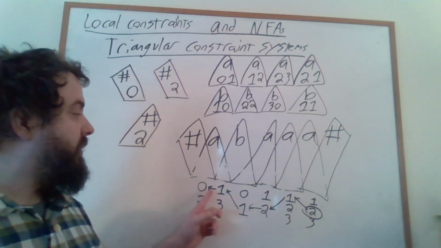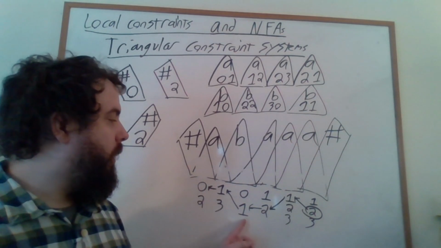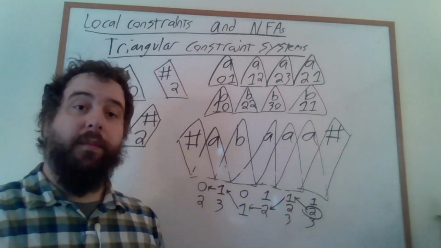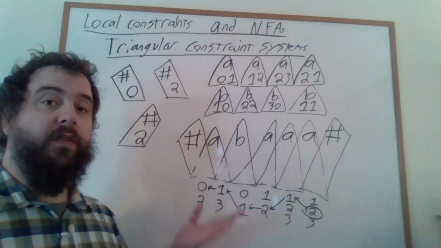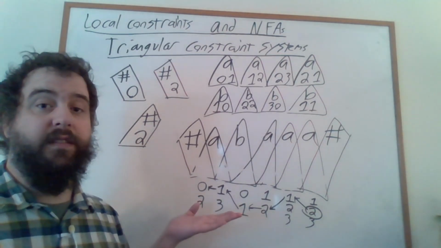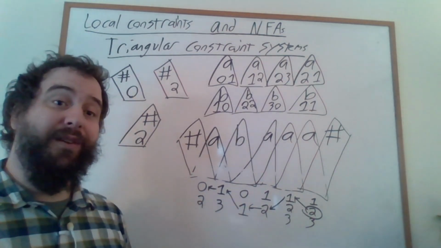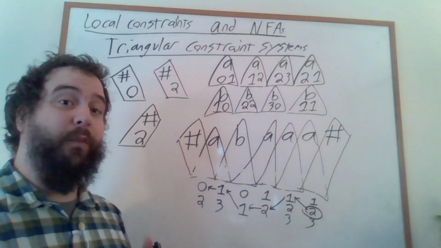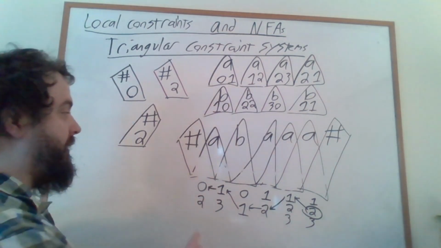And the sequence of numbers that we see here, 0, 1, 1, 2, 1, 2, winds up being the solution that we're looking for for this particular triangular constraint system. Now, here's the clever thing. Let's look at what we've actually done here.